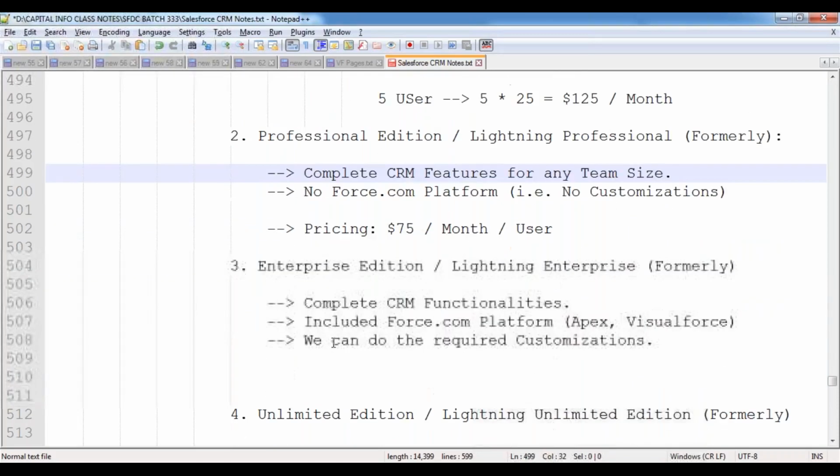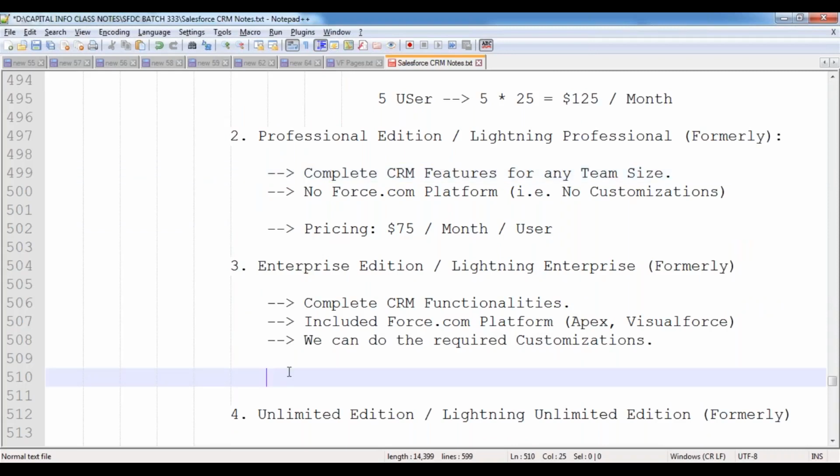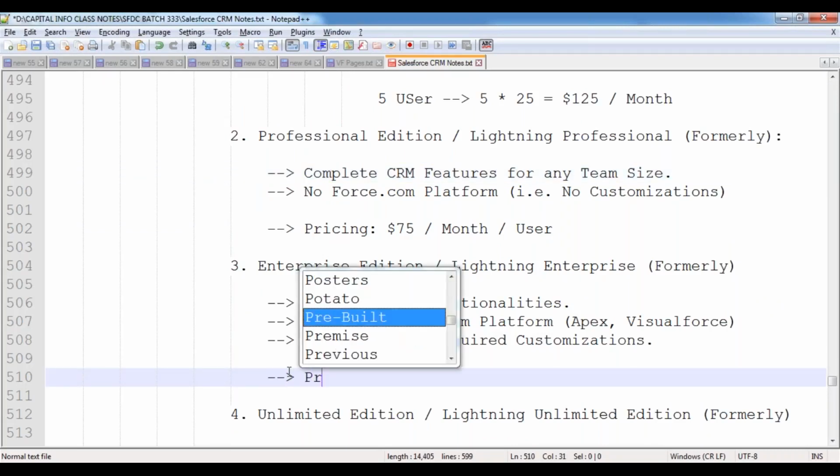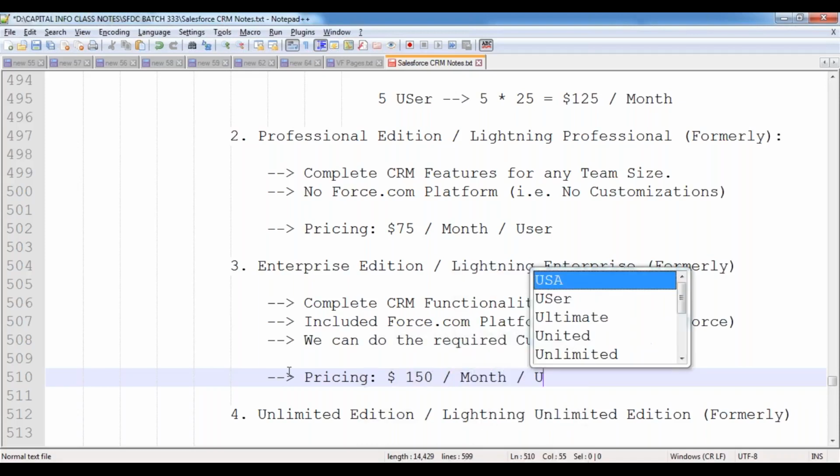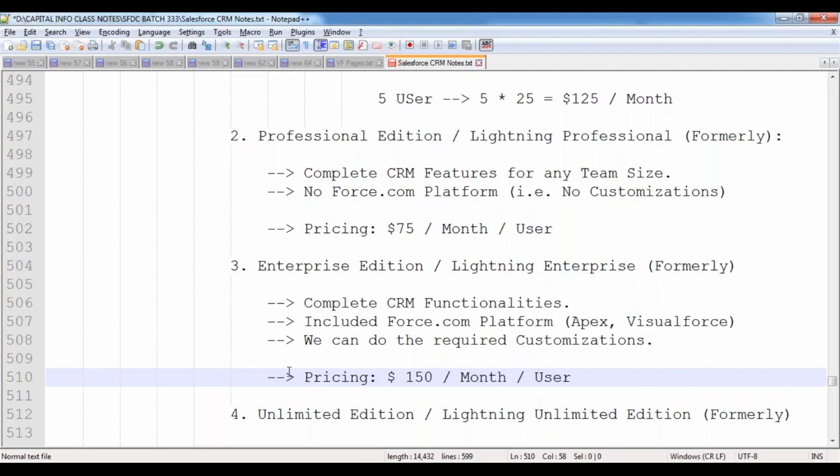Now, whenever you want to use this Enterprise Edition, each and every Enterprise Edition license costs $150 per month per user license. They are going to charge $150 per month per user license.